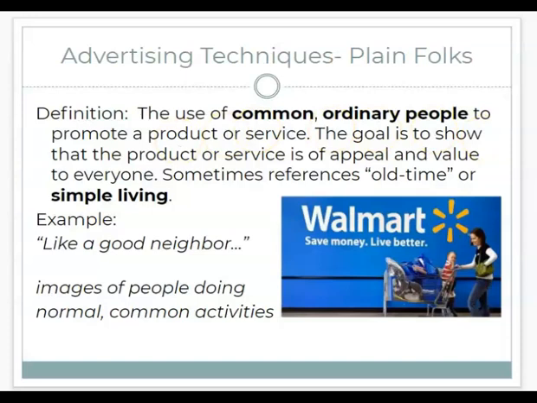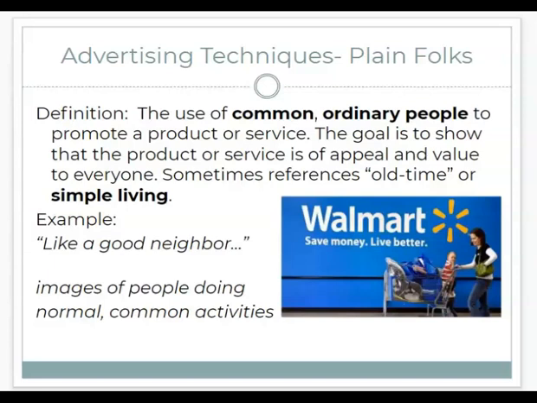I know you're dying to know. The last advertising technique that we are going to cover in this unit is plain folks. That's a southern word, folks. Folks is folks, plain ordinary people, the common man. So the definition of this is the use of common, ordinary people to promote a product or service. The goal of a plain folks ad is to show that the product or service is of appeal and value to everyone, whether you have money or you don't.